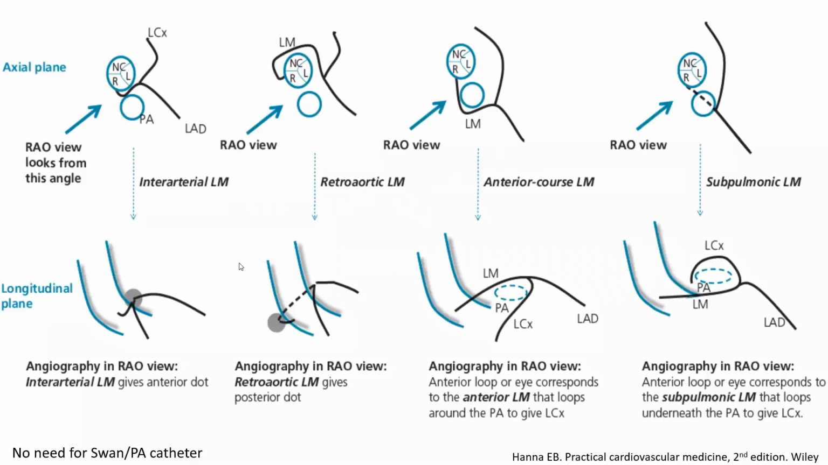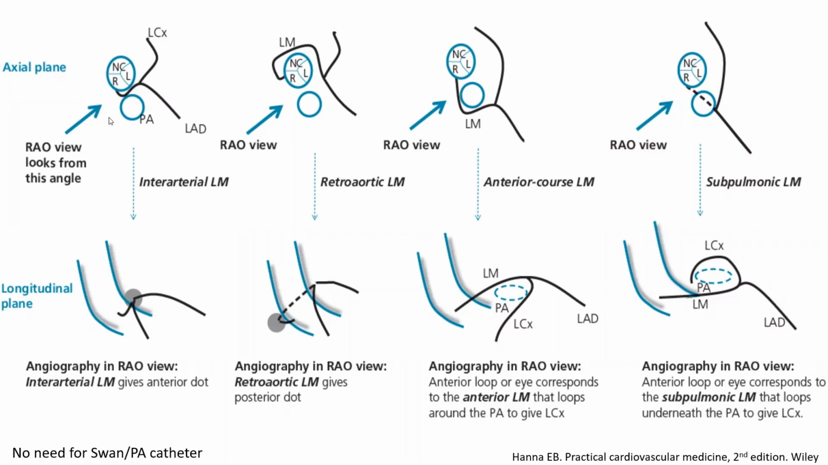This is the most important slide that I want you to know. So this is the axial cut that I described earlier, showing the anomalous courses. And this is how that axial cut projects into a longitudinal plane in an RAO view. So RAO view, very importantly, is the view that will spread the PA and the aorta in an anteroposterior plane and will spread apart the aorta on one side and the PA on another side angiographically, so that you can define the courses angiographically without needing to do a CTA.